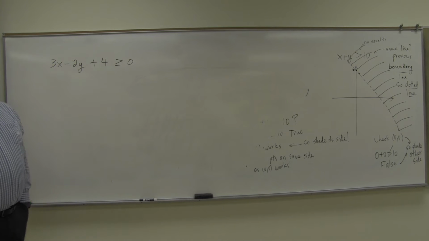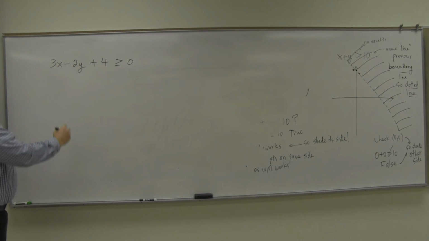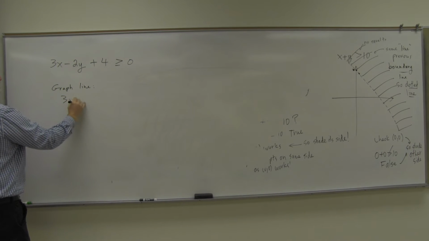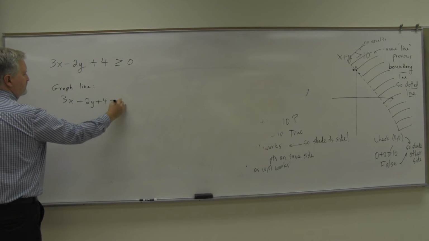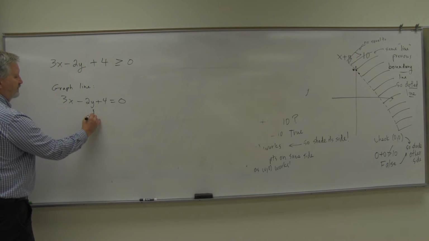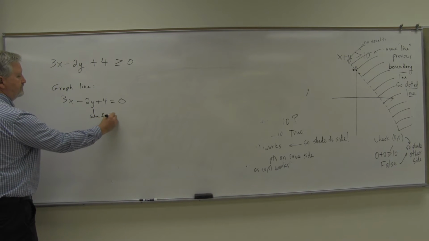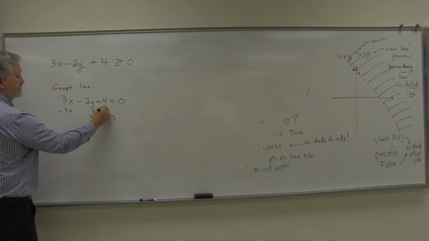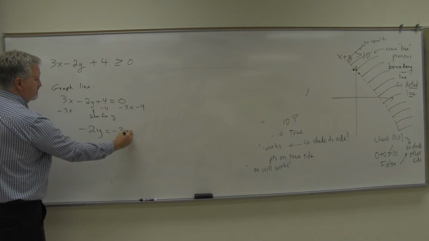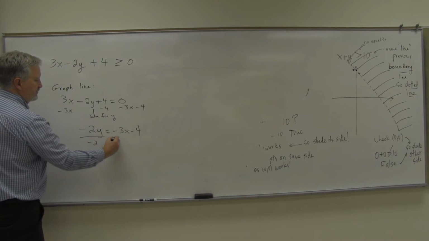All right, so again, step 1, graph the line. In other words, just the equal to, then we'll talk about the inequality. Just graph that line. So again, a number of ways you can do it, but we did it the y equals mx plus b way. So just solve here for y. So I'm going to subtract the 3x and subtract the 4. Minus 2y equals negative 3x minus 4. Divide off the negative 2.